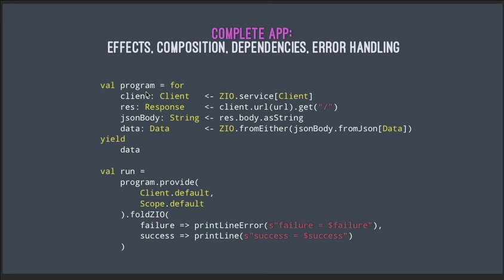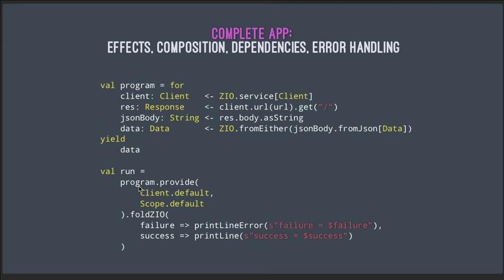So whether you like equation or you like program, either one is just fine. Now we come down to the run value here, and what's new here is that I am providing dependencies to this application. So for this application up here to work, I need to provide that client that we use right here. I also need to provide this thing called the scope. But this is how we provide dependencies to a program like that.